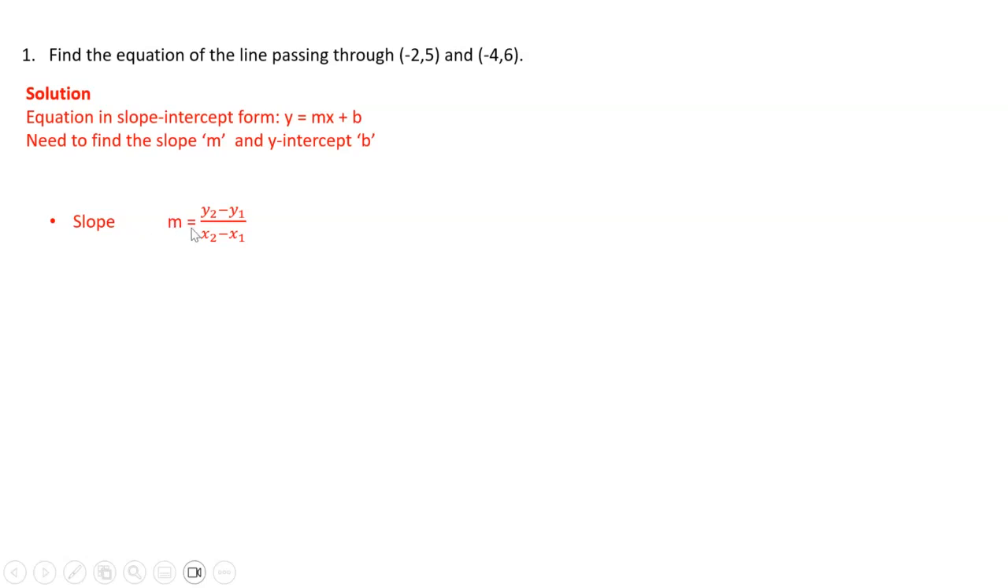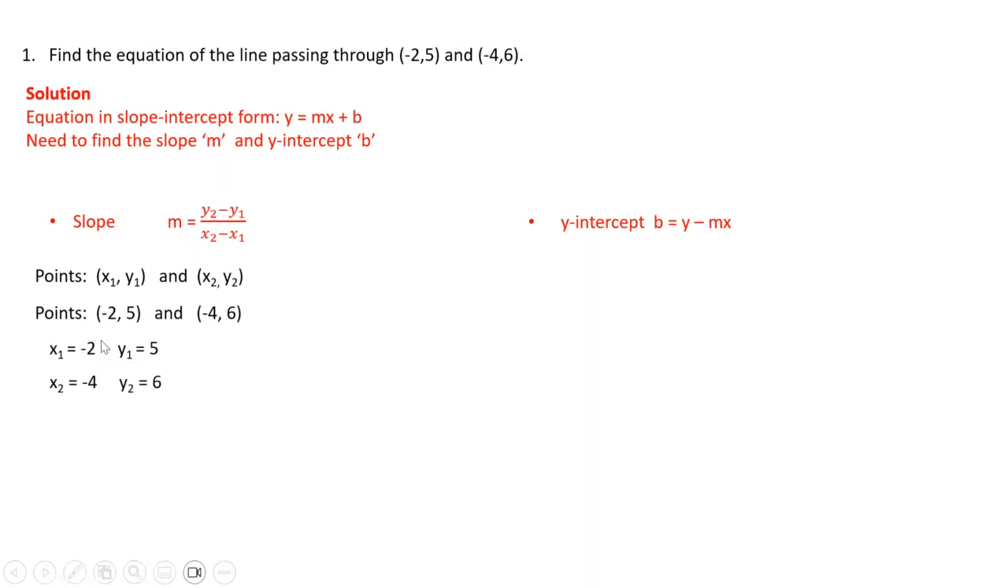This is the formula for the slope. m equals y sub 2 minus y sub 1 over x sub 2 minus x sub 1. And for the y-intercept, b equals y minus mx. These are my points, (-2, 5) and (-4, 6). So x1 is -2 and y1 is 5. x2 is -4 and y2 is 6. Let's plug everything in there. This gives us 6 minus 5 divided by -4 minus -2, which is -1/2.